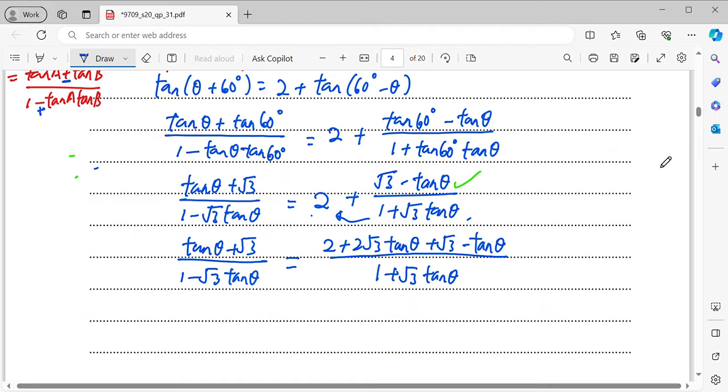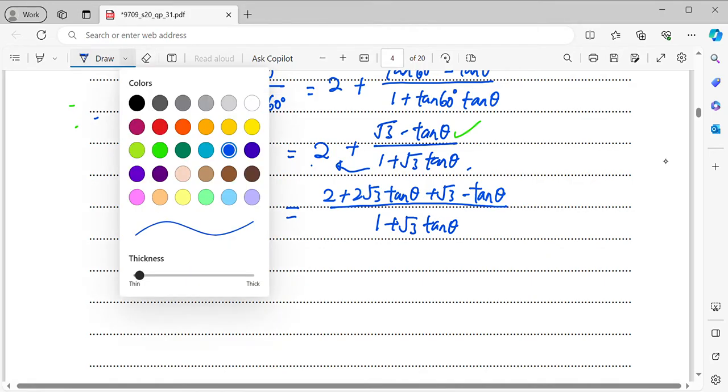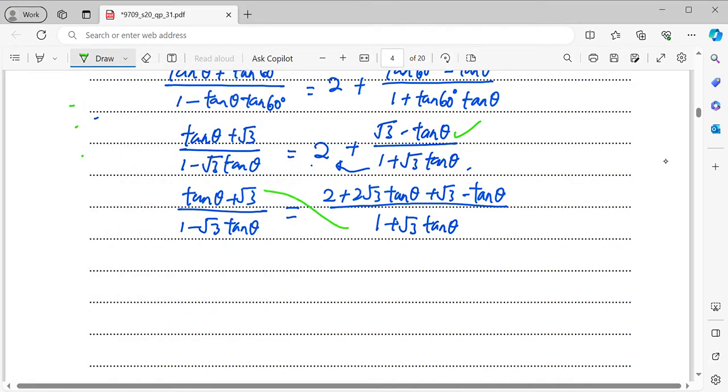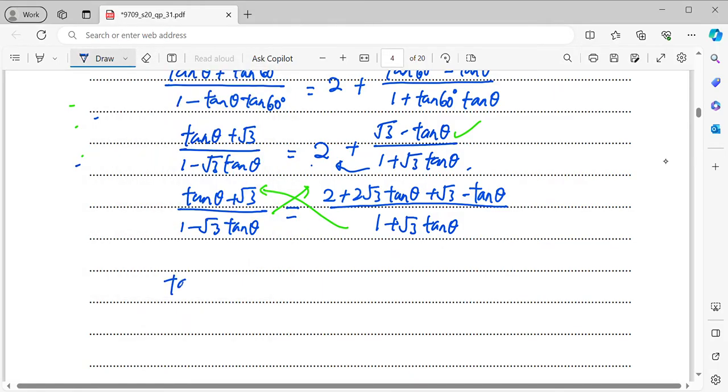Now, the next step is you just cross multiply. Okay, so because we need to get the quadratic equation, so I will cross multiply. So I will get tangent theta plus square root 3 multiply with 1 plus square root 3 tangent theta for the left hand side. And then for right hand side, this 1 minus square root 3 tangent theta will move up. So 1 minus square root 3 tangent theta.